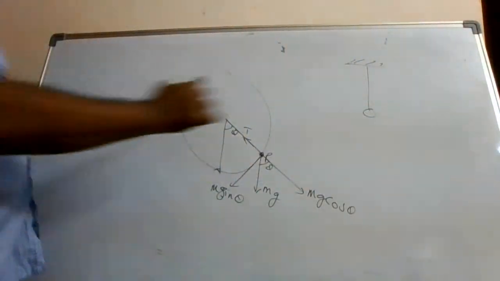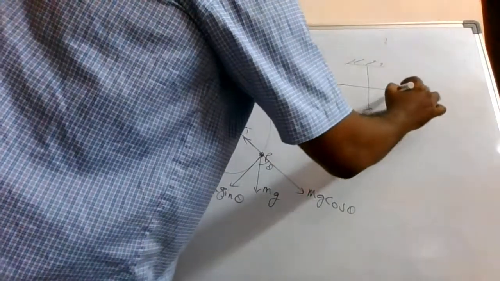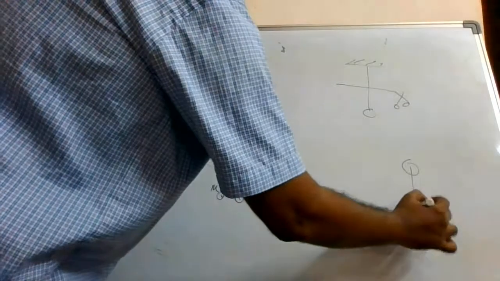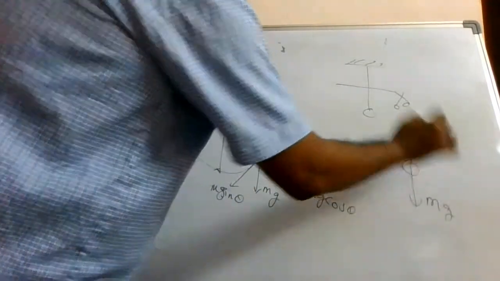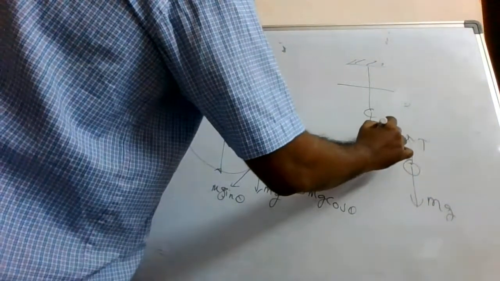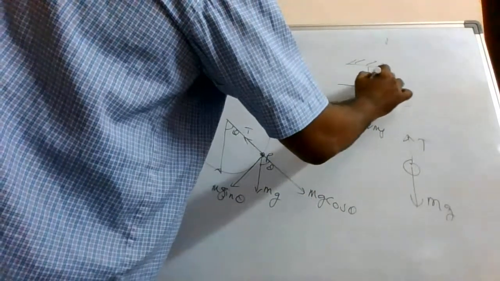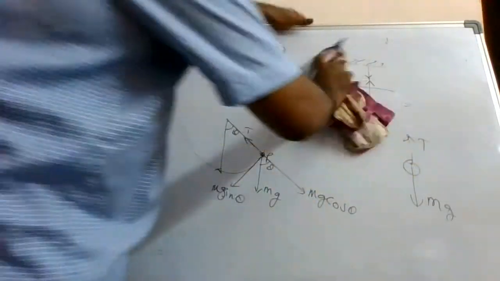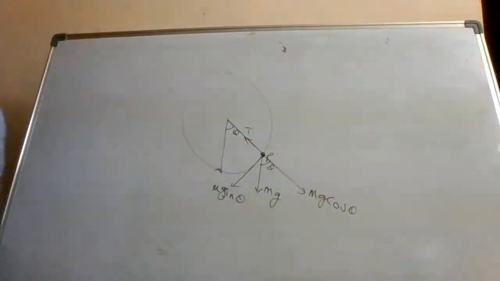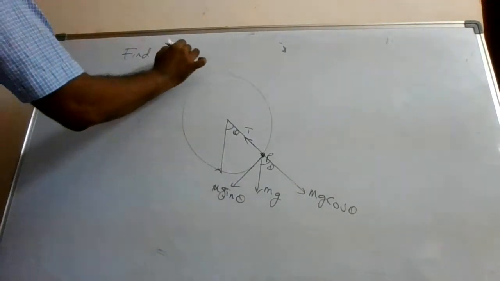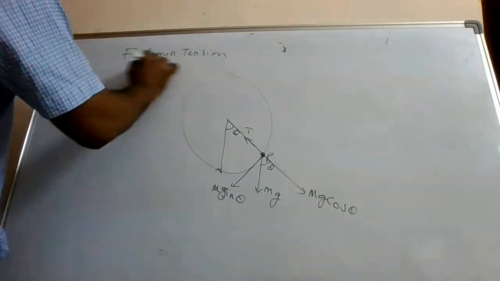I have cut the section here. If I draw a free body diagram, mg and tension like this, right? If I see the total, how will the tension look? The tension will look equal and opposite, equilibrium condition, right? So that is what I'm trying to tell you. What is the question? Find the minimum tension at some particular position P.